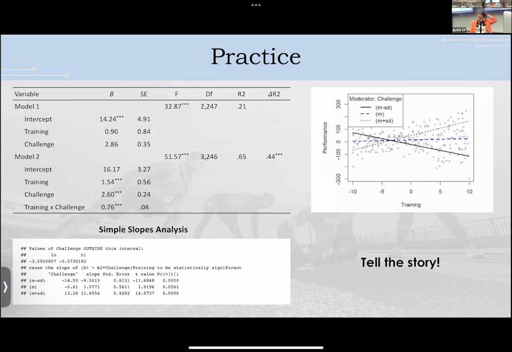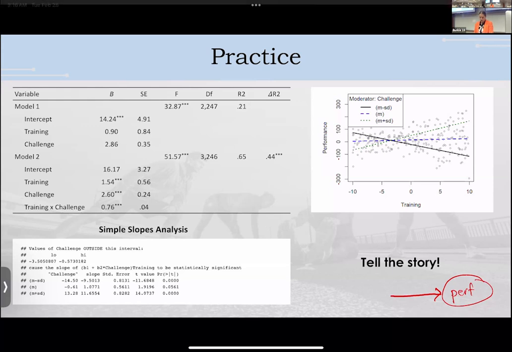So first of all, what is our model here? You could really swing this one either way based on theory. We know our outcome is what? Performance. Good. And then it really could be training or challenge, right? So you could say, does the effect of challenge on performance depend on training? That makes sense theoretically. Or does the effect of training on performance depend on level of challenge? What way would you set it up based on the information that you have here?